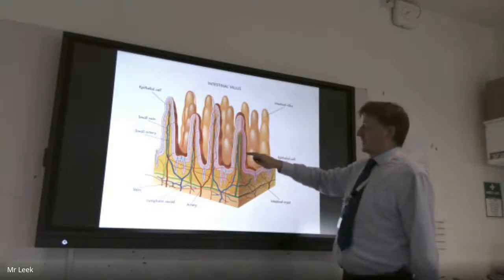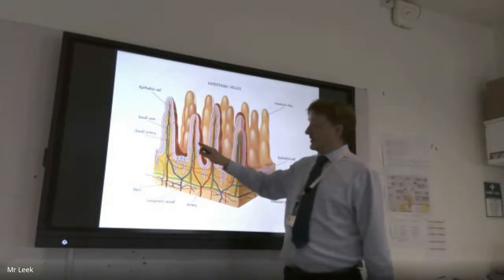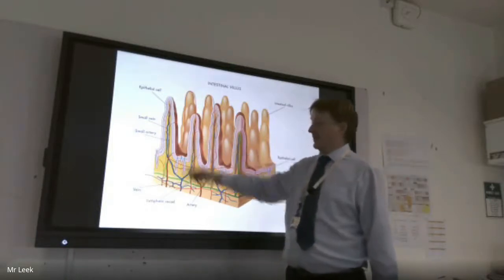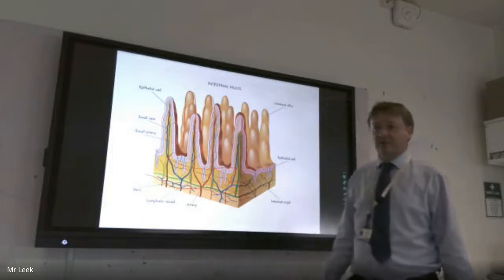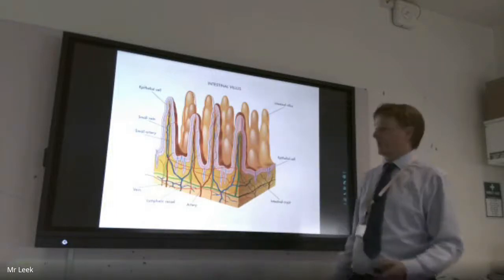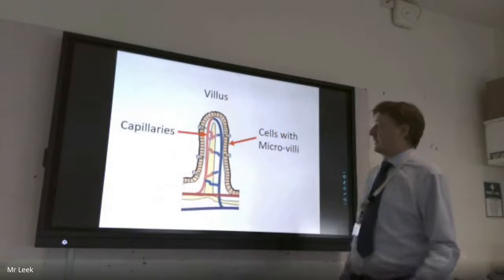Within the villi itself, it's got the blood vessels. So you can see the red lines in there, and the blue lines that are in there. They are small individual blood vessels, capillaries, that go inside there.